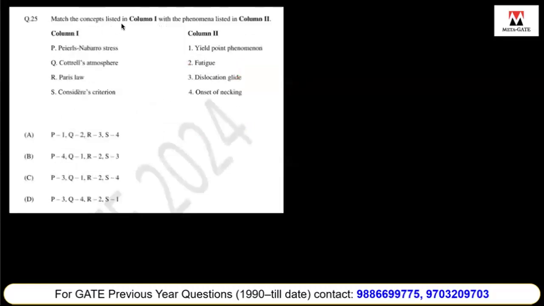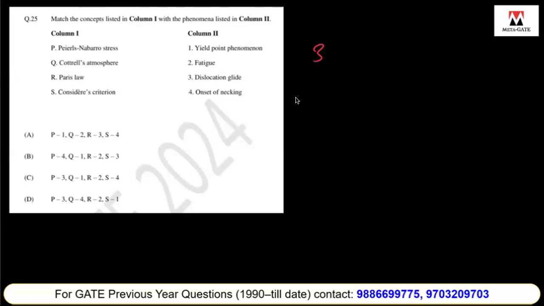Match the concepts listed in column 1 with phenomena listed in column 2. The Peierls-Nabarro stress tells us it involves dislocation glide. It is the force needed to move a dislocation within a plane of atoms in a unit cell.